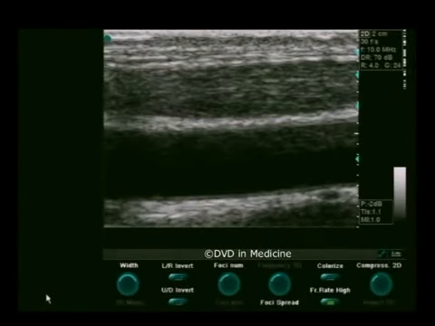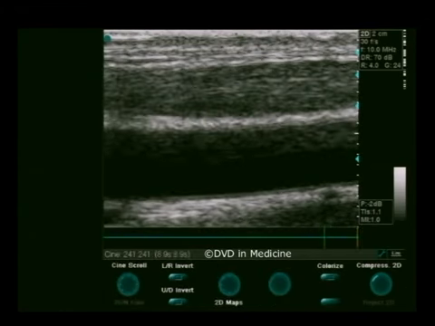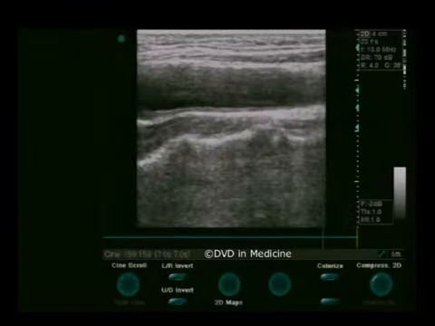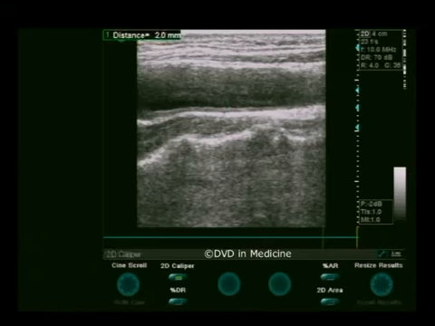The precise upper limit of the normal range is a matter of some discussion. The IMT does increase with age, but values of less than 0.8 millimeters correlate well with lack of coronary artery disease, whereas an increasing thickness above this level is associated with increasingly severe coronary artery disease and increased risk of myocardial infarction.